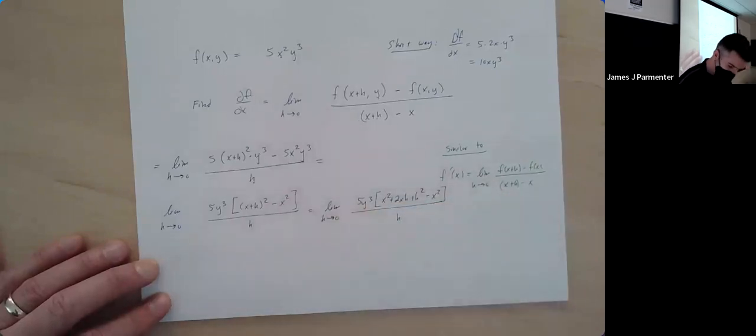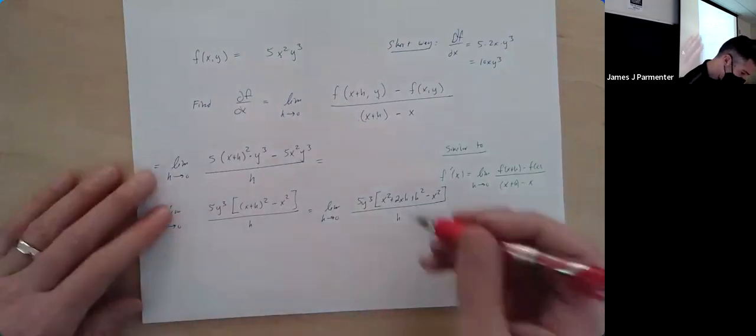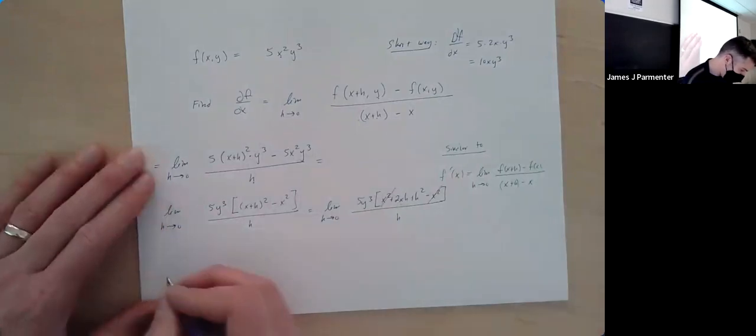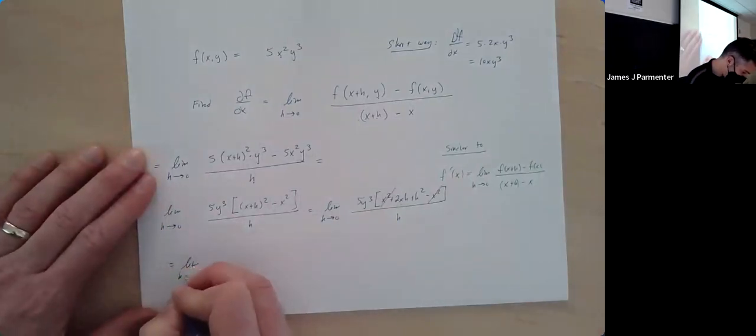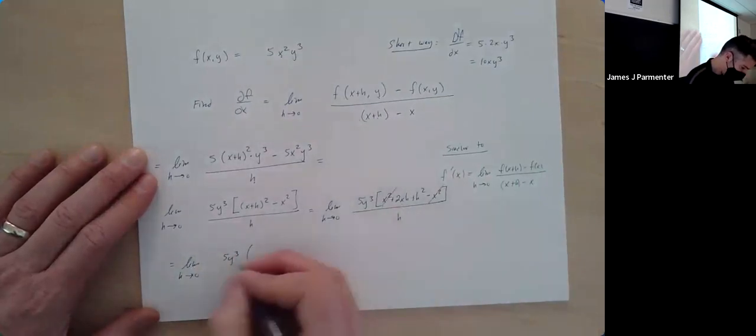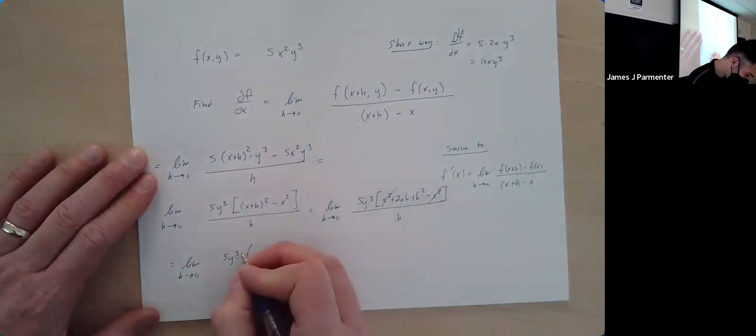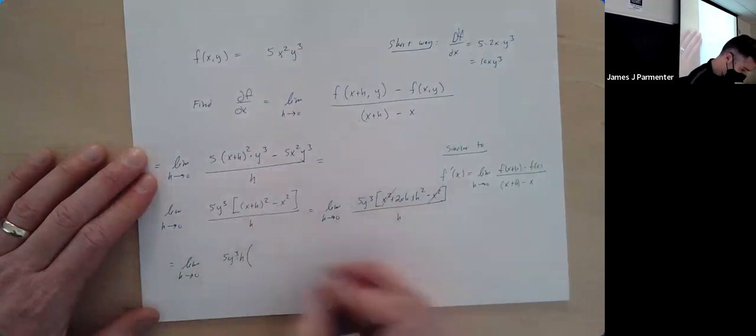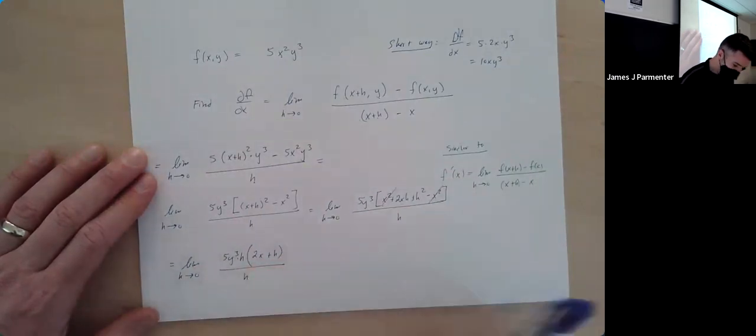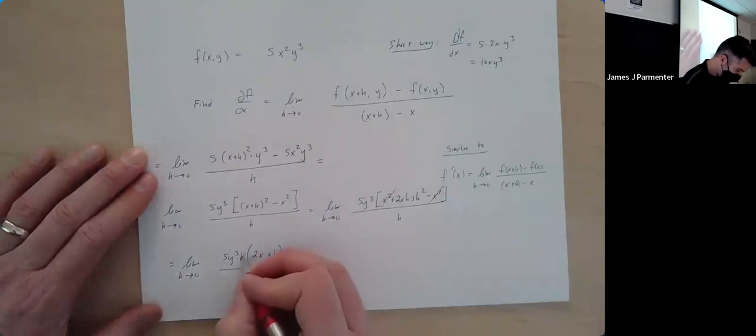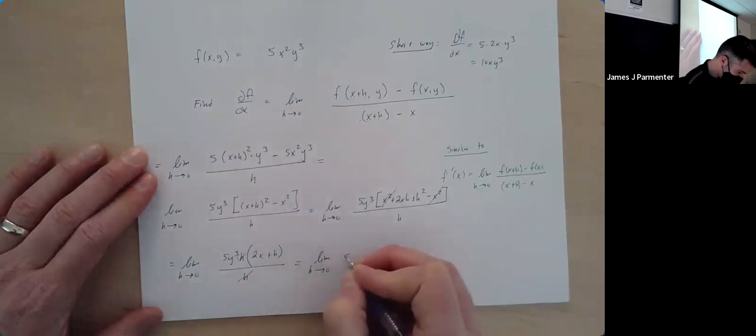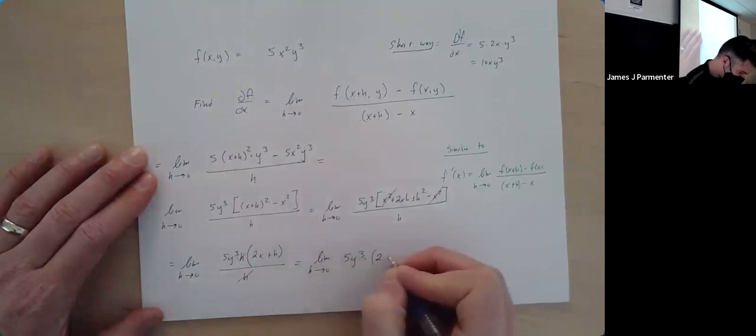all over h. And now we see that in this expression, the x squareds cancel, and we can factor out an h. So we've got now the limit as h goes to 0 of 5y cubed times, oh, I forgot to factor, let's factor out the h. So 5y cubed times h times the 2x plus h. Seem good? Now we can cancel that h that was in the bottom. And now we've got the limit as h goes to 0 of 5y cubed times 2x plus h.